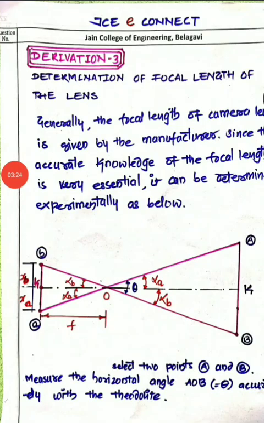Now if from O you sight A, you will get angle alpha A, and from O you sight B, you will get alpha B. Then the total angle AOB will be theta, which equals alpha A plus alpha B. The same reverse thing will be there at the negative, with angle B on this side and angle A on the other. So, selecting two points A and B, measure the horizontal angle AOB, that is theta, which equals alpha A plus alpha B, and you have to determine it by using the theodolite.